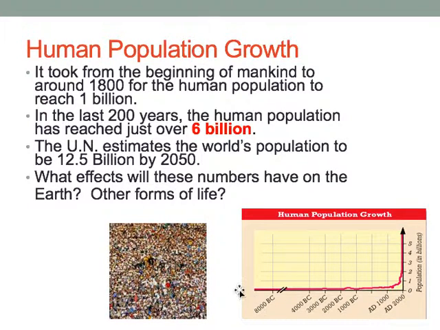newer human population. So in the last 200 years, the human population has reached just over 6 billion. The United Nations estimates the world's population to be 12.5 billion by 2050. What effects will these numbers have on the Earth? What do you guys think? I'll leave you guys to think about that.